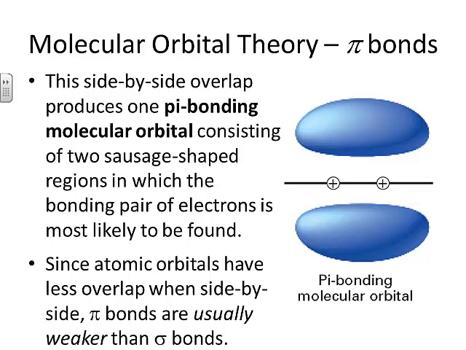Since atomic orbitals have less overlap when they're side by side, pi bonds are usually weaker than sigma bonds, and so when bonds are broken, if there's both pi bonding and sigma bonding in the same location, the pi bonds are the ones that break first.